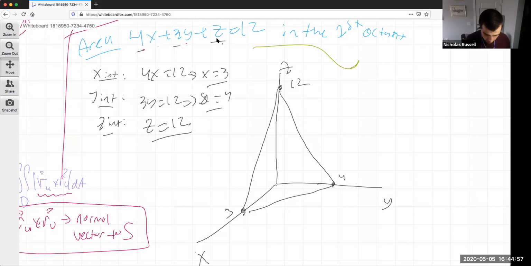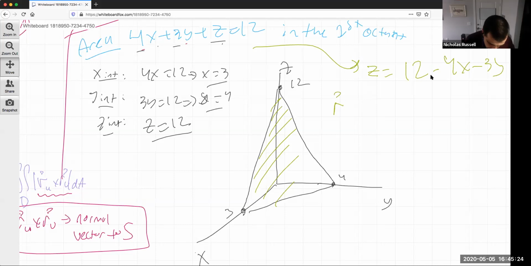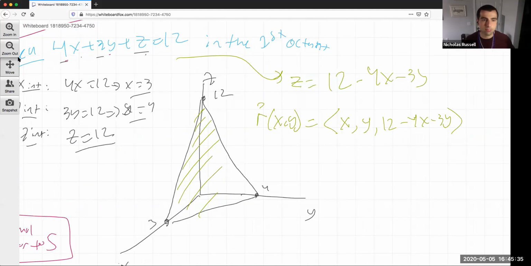If I solve for z here, and this is what you can see, if I get something of the form z equal to something, you get 12 minus 4x minus 3y. And so this surface describes this part, right? In order to create a parametrization, I can just use x and y. If I create my parametrization like this, x is the x component, y is the y component, and this is my z component.